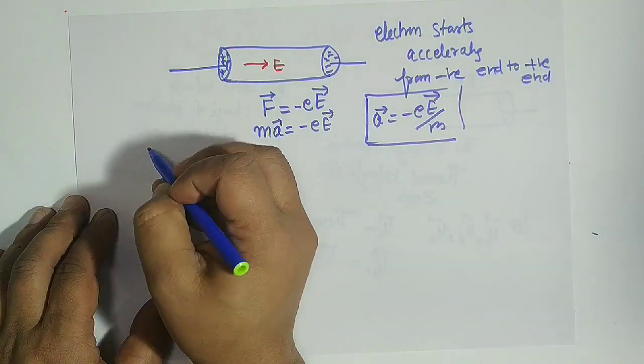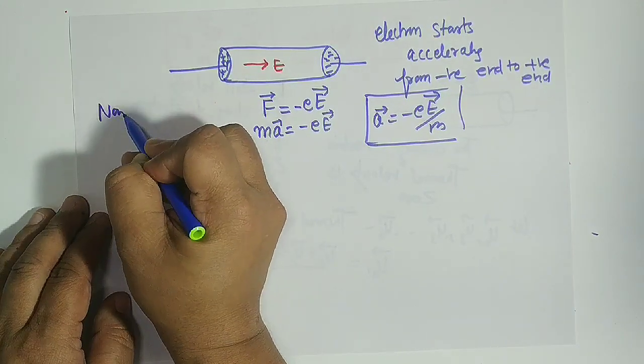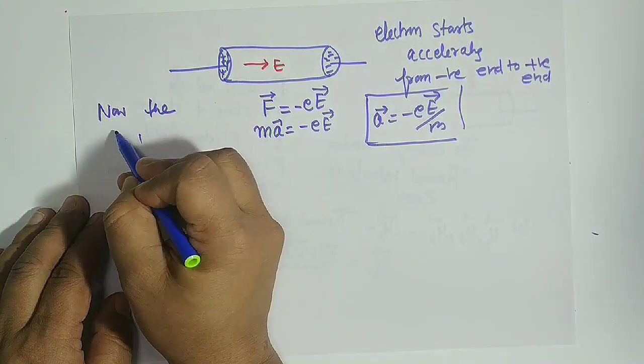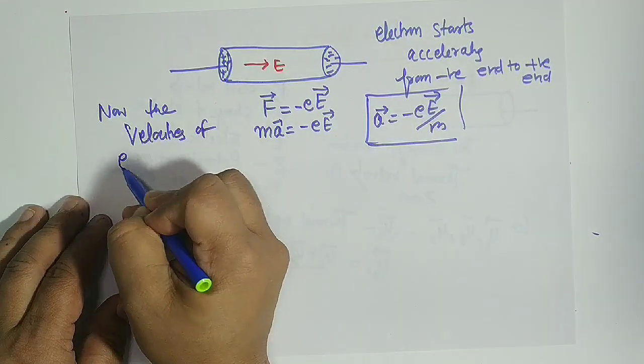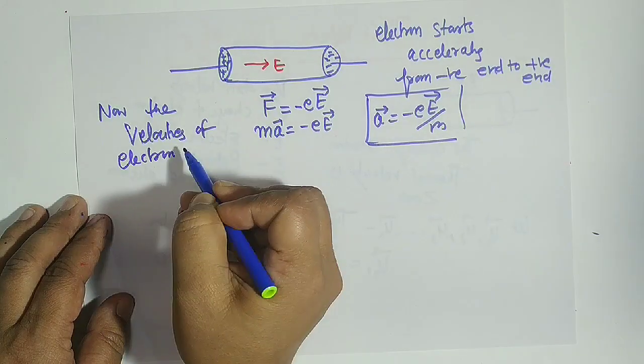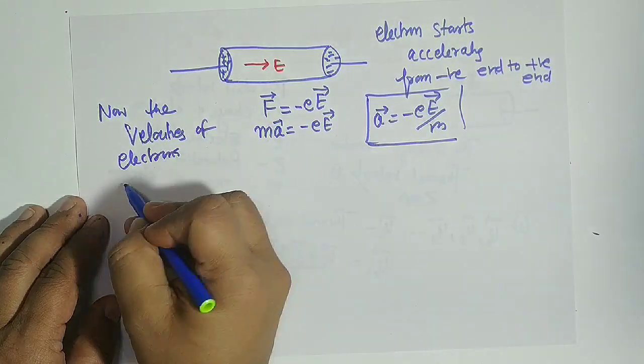So now the velocities of the electron will change. Now the velocities of the electron, like we have final velocities. So what will the velocity of the electrons be?